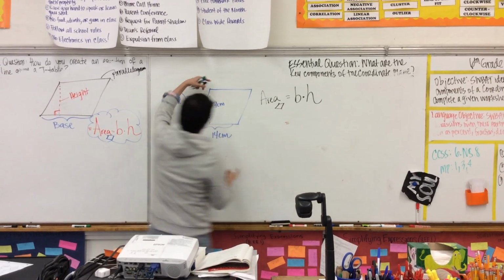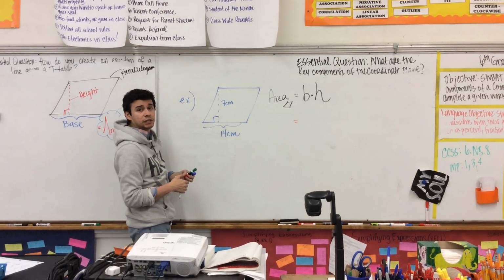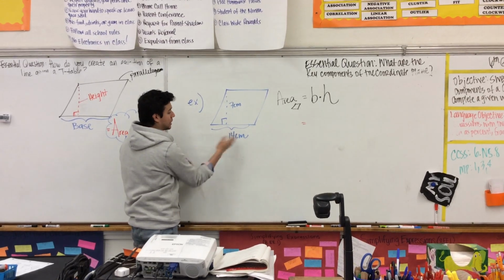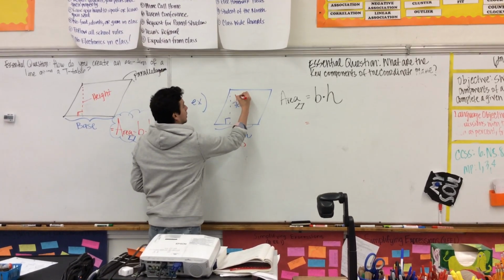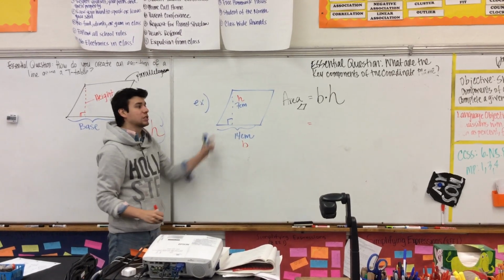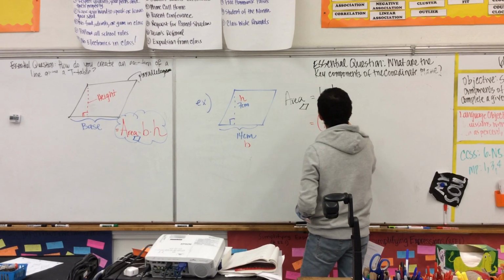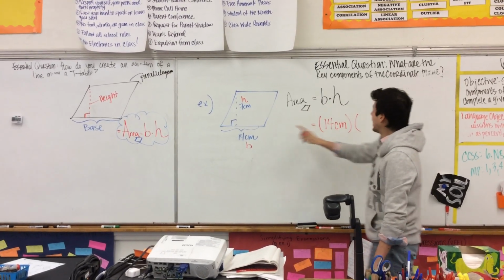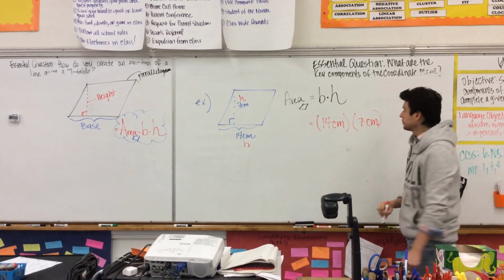That means, which two numbers is your base? Is the 7 the base or the 14? The word base means kind of like bottom. What's the bottom piece? So this is your base, and this one right here is your height. The only thing you do is substitute. So your base is 14 centimeters. Have to put the units. And the height is 7 centimeters.